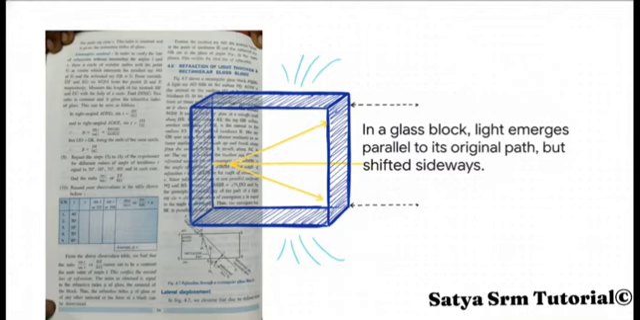Now, because the two sides of the block are perfectly parallel, the bend on the way out is the exact opposite of the bend on the way in. And what's the result? The light ray comes out traveling parallel to its original path, just shifted sideways a little bit. We call that lateral displacement.